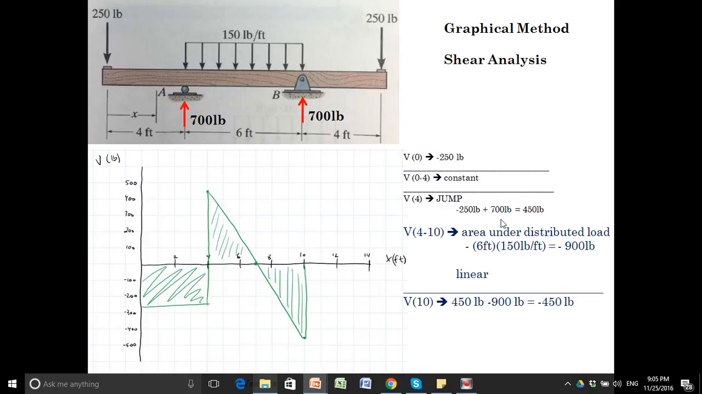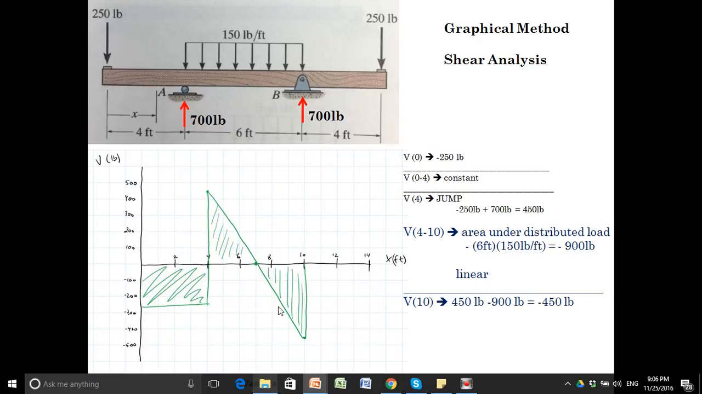And how we find that is by finding the area under the distributed load. So base times height, so 150, but it's downward, so it's negative 150 times 6. That gives us negative 900. So this tells us that at point 10, to find the end point, our starting point is 450, take away this 900, so 450 minus 900 equals negative 450. So we know our starting point is 450, our ending point will be negative 450.